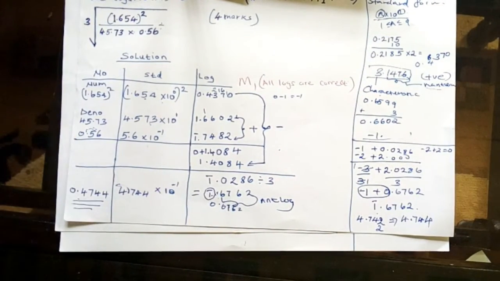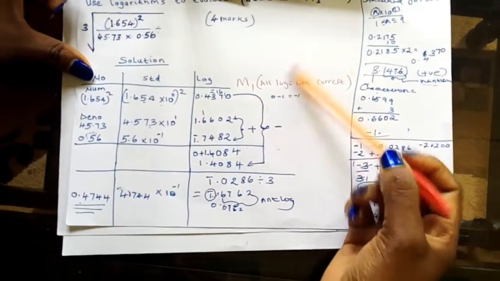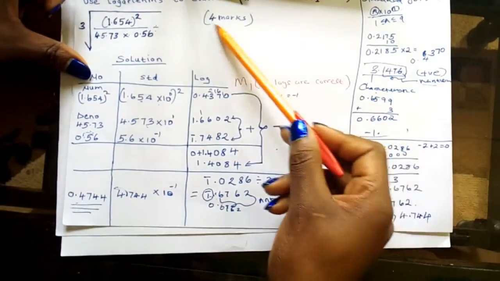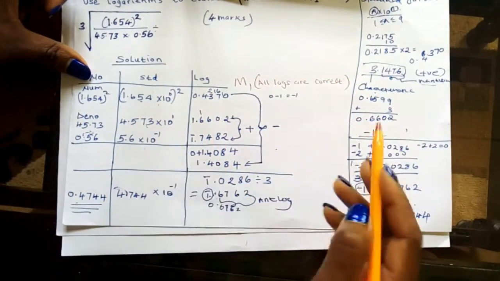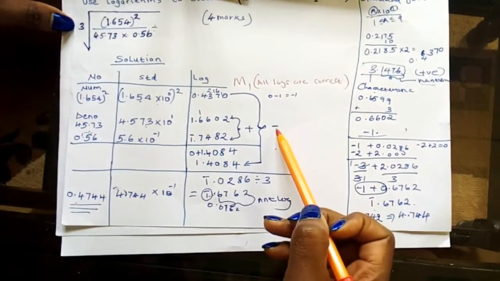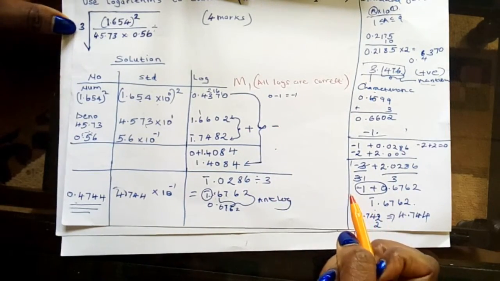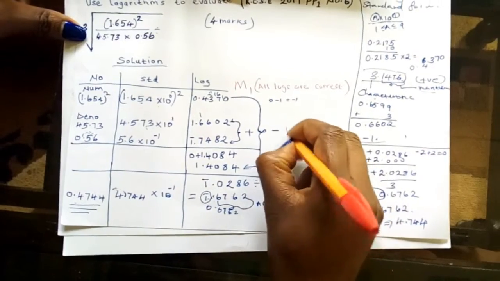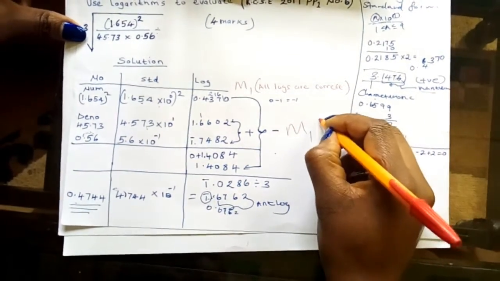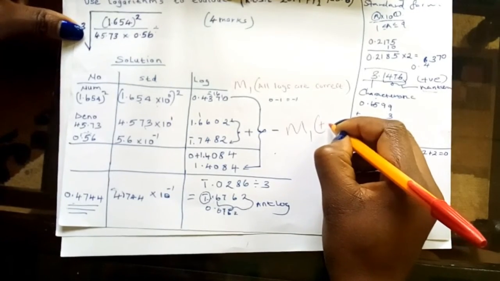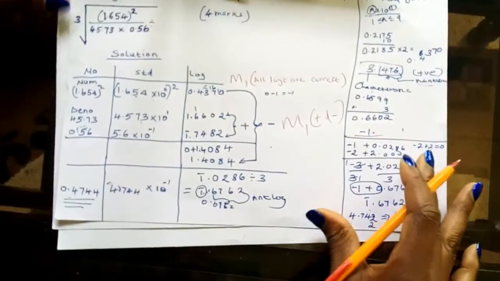In such a case, the first method mark was for all logs correct. The second method mark is: did the candidate add and subtract where necessary? If yes, the candidate gets another method mark for addition and subtraction.